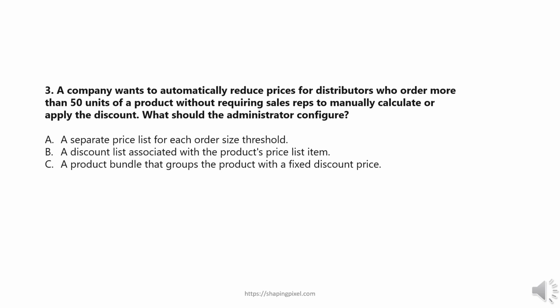3. A company wants to automatically reduce prices for distributors who order more than 50 units of a product without requiring sales reps to manually calculate or apply the discount. What should the administrator configure? A: A separate price list for each order size threshold. B: A discount list associated with the product's price list item. C: A product bundle that groups the product with a fixed discount price. Correct answer is option B.